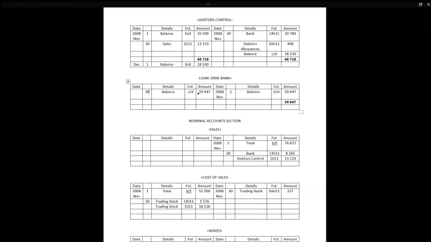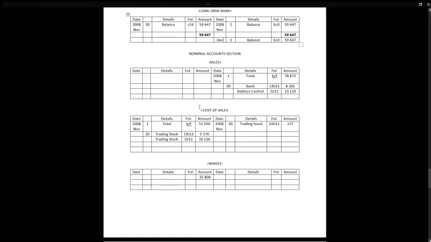on the last day of November 2008. There you go. Right, so now total my smaller side, I'll get 59,647. Debit equals credit, I've done it correctly. My new opening balance will be 59,647. It's an opening balance, therefore my balance will be brought down. Details will be balance, and this opening balance will be the first day of December, first day of the next month. There you go.